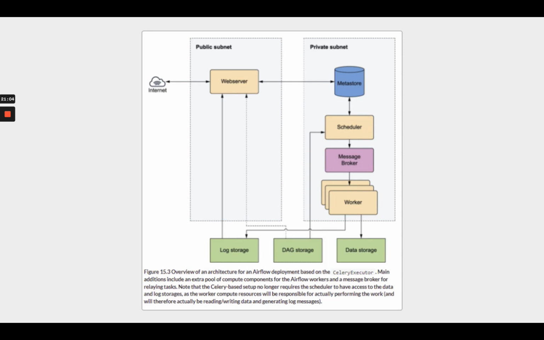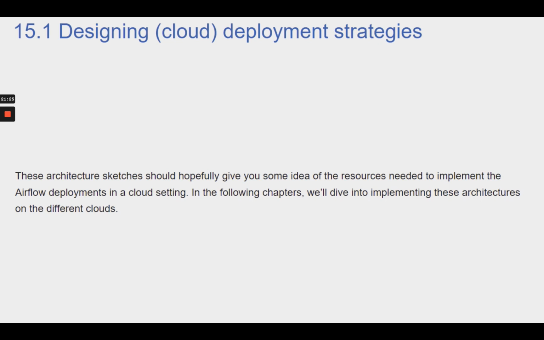Moving to the Celery executor, which provides better scaling by running workers on separate machines, requires a little bit more effort, as Celery-based deployments require two extra resources: a pool of extra compute resources for the Airflow workers and a message broker that relays messages to the workers. Figure 15.3. These architecture sketches should hopefully give you some idea of the resources needed to implement the Airflow deployments in a cloud setting. In the following chapters, we'll dive into implementing these architectures on the different clouds.